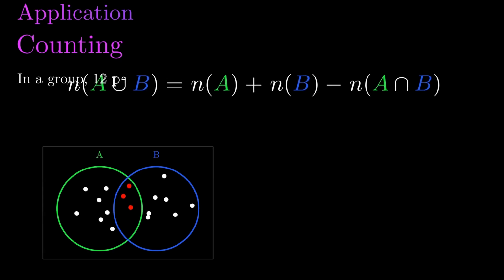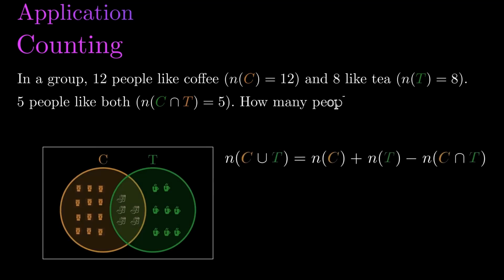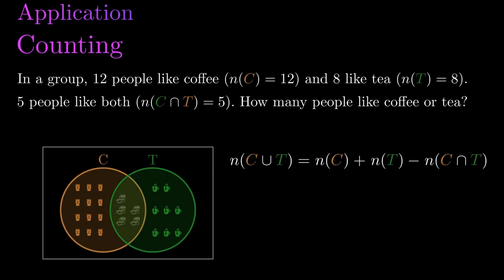For example, in a group, 12 people like coffee, n of C, and 8 people like tea, n of T. 5 people like both, n of C intersection T equals 5. How many people like coffee or tea? We just use the formula, 12 plus 8 minus 5 equals 15. There are 15 people who like at least one of the drinks.